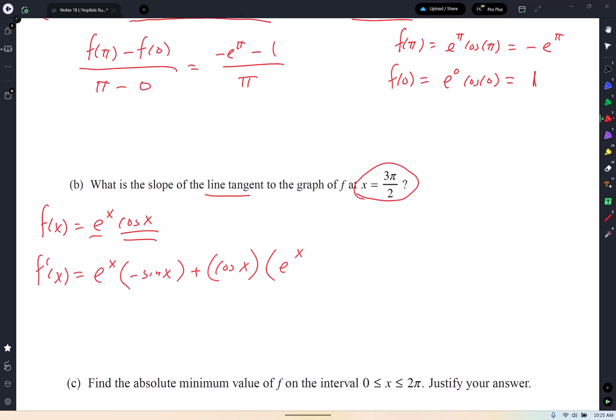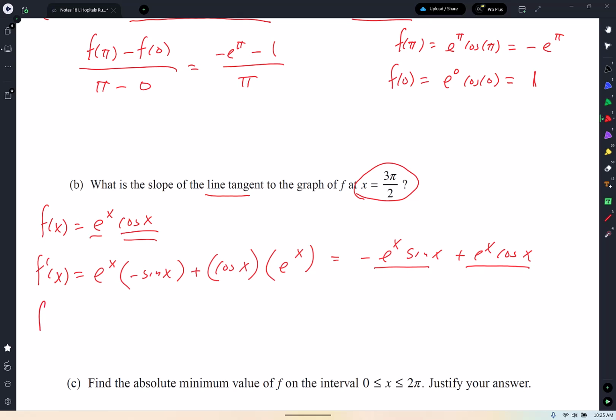Here's what I see: negative e to the x sine x plus e to the x cosine x. I'm going to make life simpler. Catch up to here. I see that both of these terms have an e to the x on them. So can I factor that out?